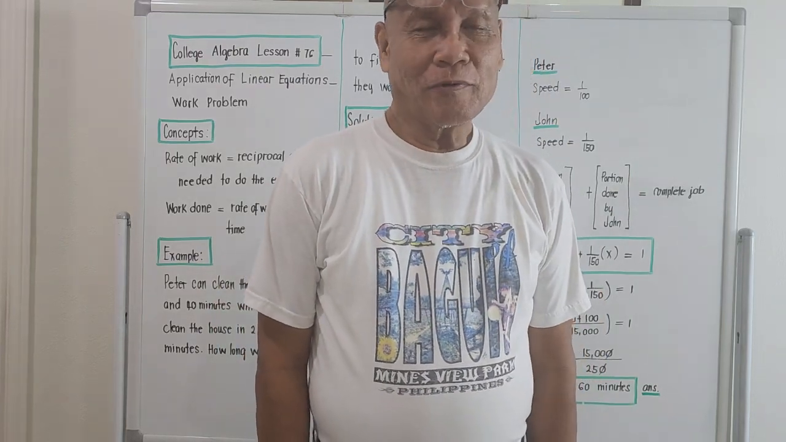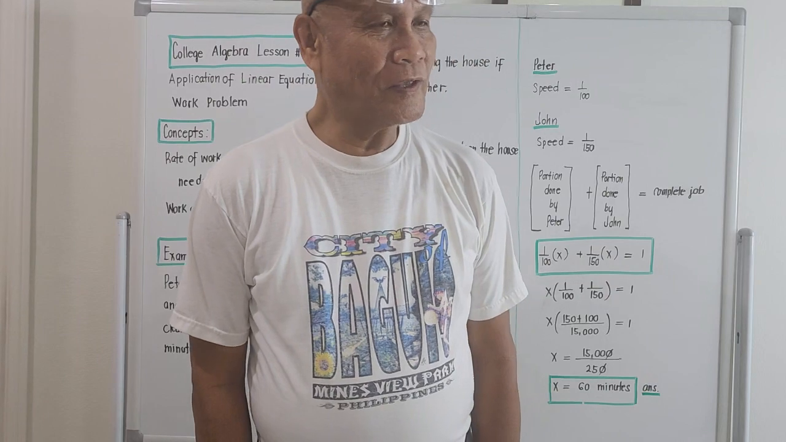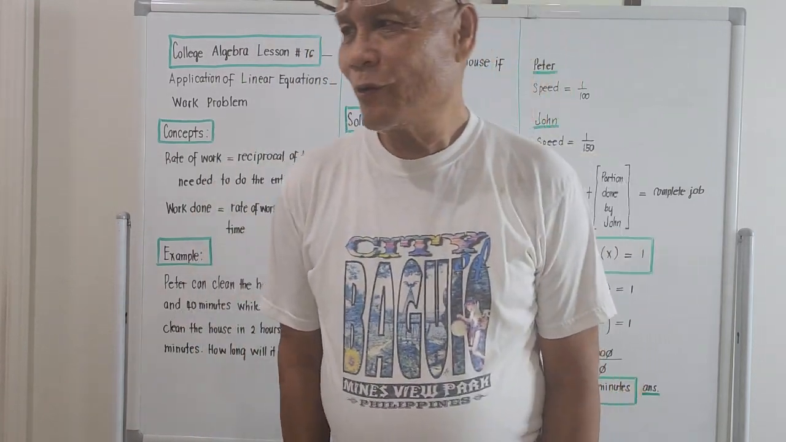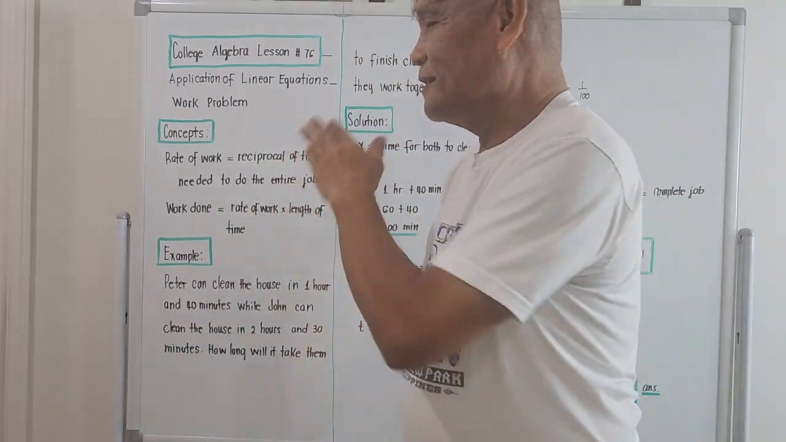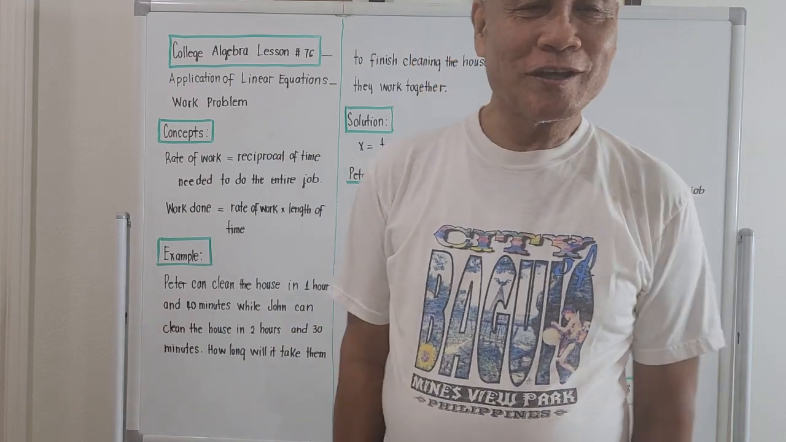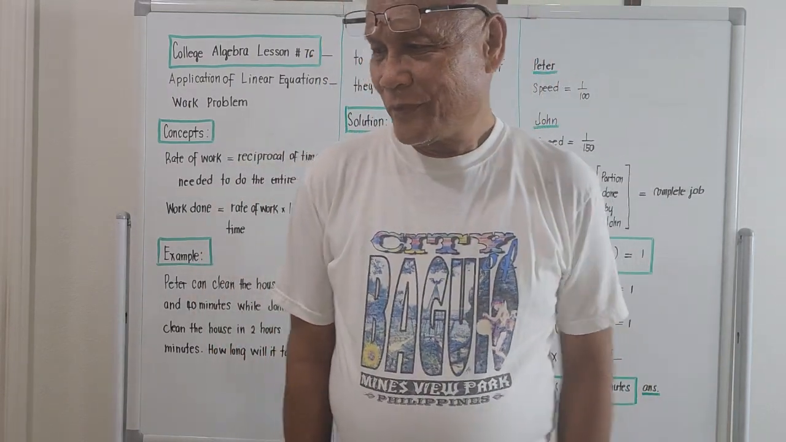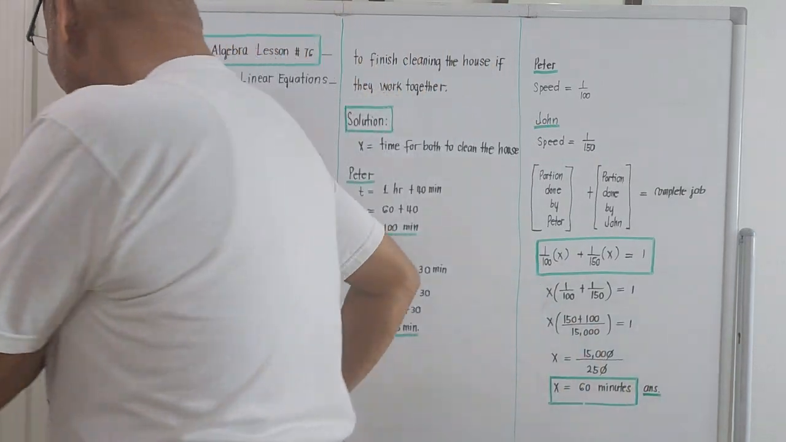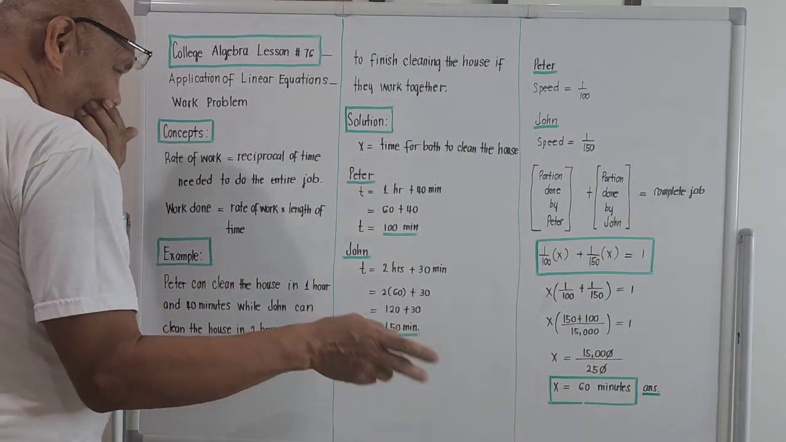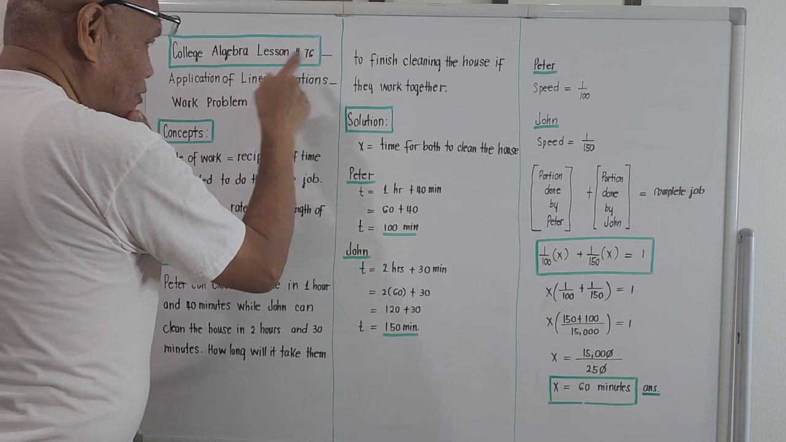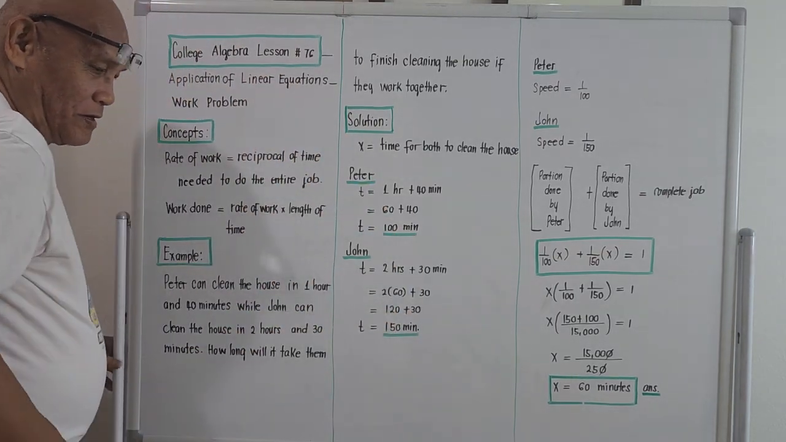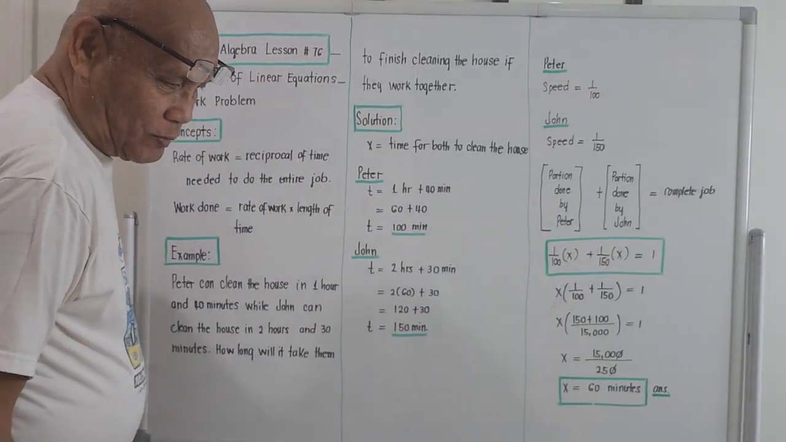My topic for this session will be college algebra, and I am now on lesson number 76. We are almost done with college algebra. Okay, let's proceed. The subject matter for this morning will be college algebra, lesson number 76.